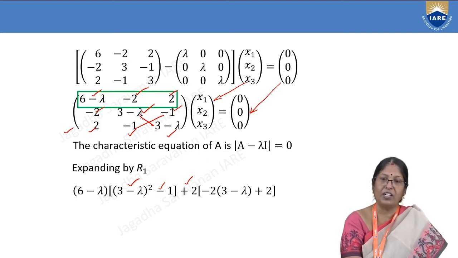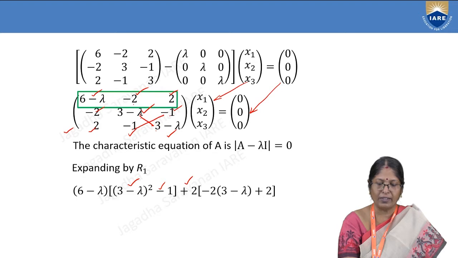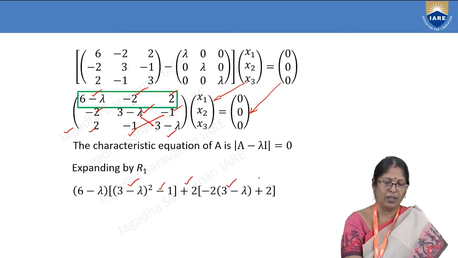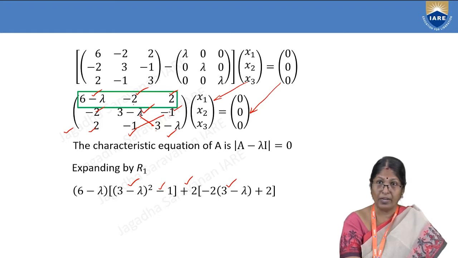Next, this determinant, the minus 2 is there. This element, the corresponding column and row we will neglect. The balance we will do the cross multiplication. That is minus 2 into 3 minus lambda. Minus, that is the formula minus. 2 into minus 2, minus 2. The formula one minus is there. It is becoming plus 2.